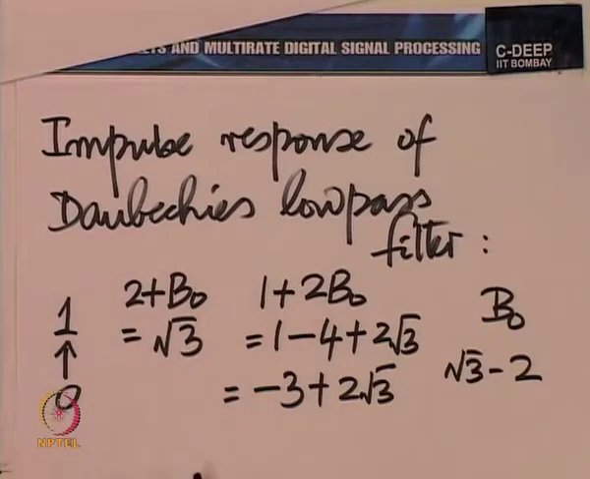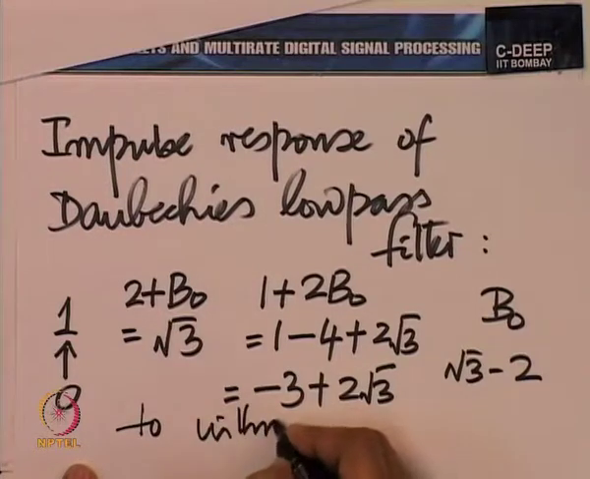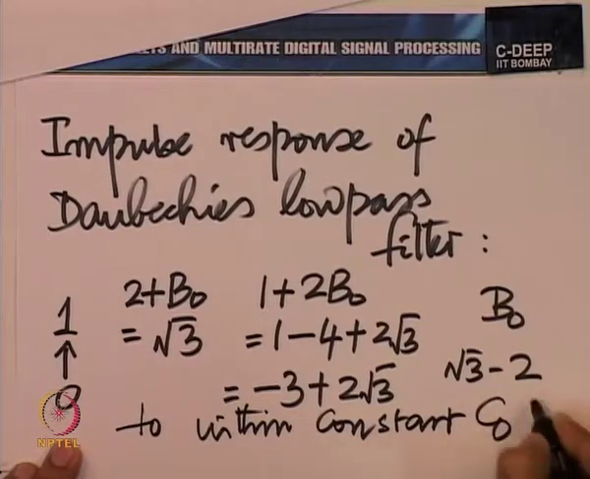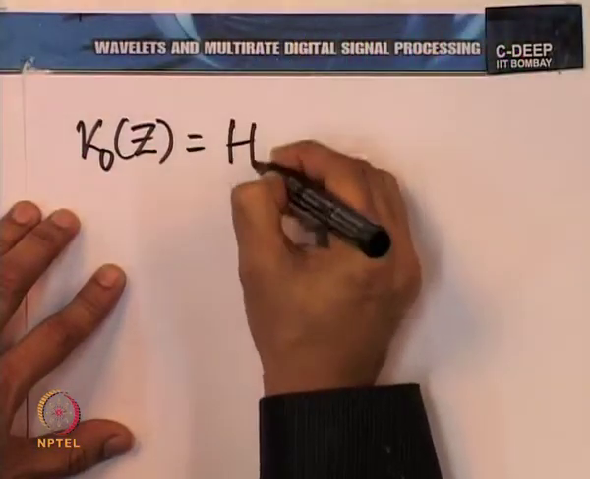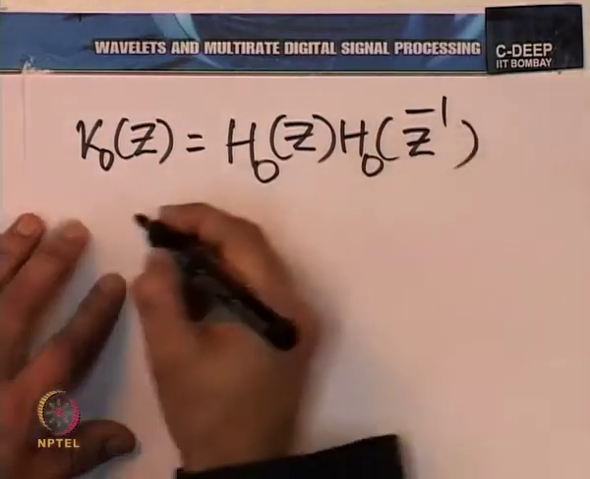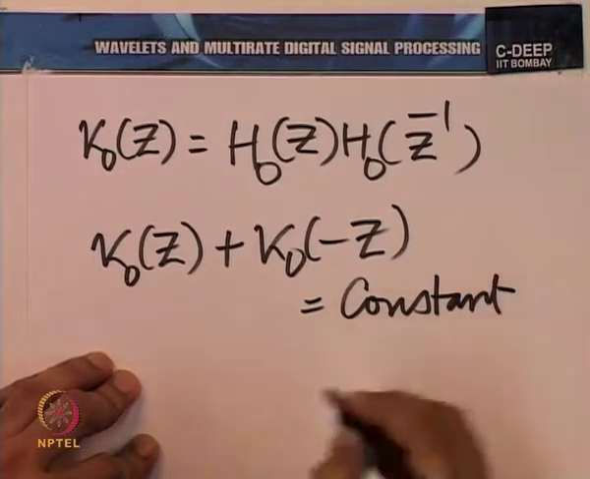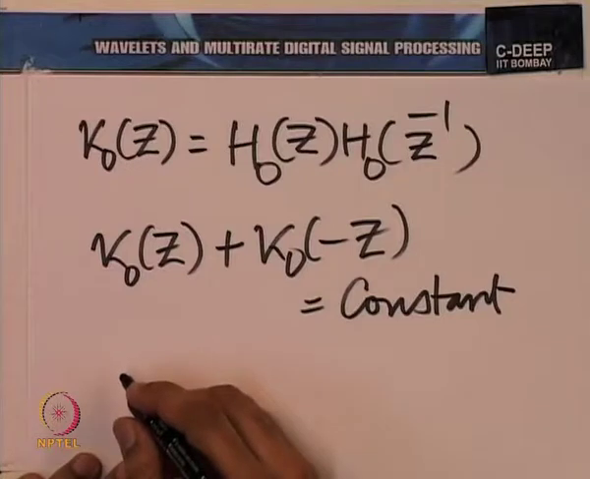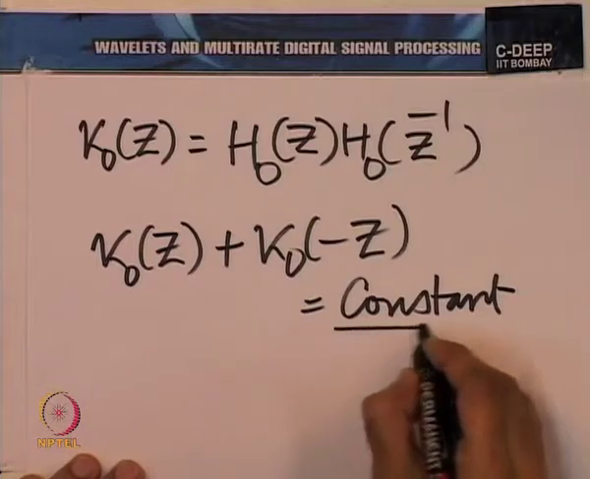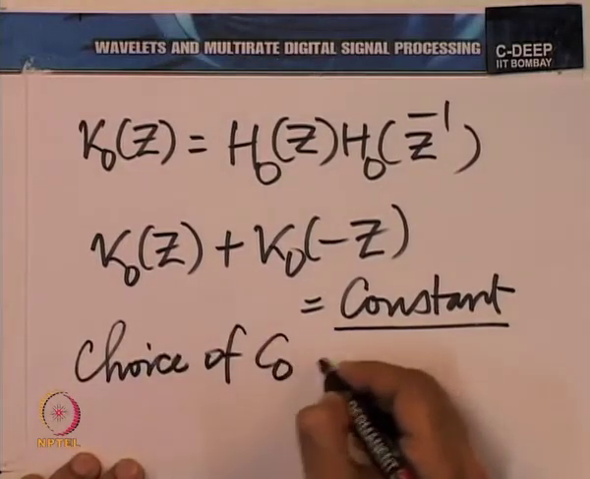So, this is H 0 of course. Well, please remember this is to within a constant. So, there is still that constant C 0 that needs to be determined. How do we determine the constant C 0? Well, we go back to the original equation of kappa 0 z that we had. So, we wanted kappa 0 z defined by H 0 z times H 0 z inverse to obey the following. Kappa 0 z plus kappa 0 minus z is a constant. And in fact, what it really means is we now need to choose this constant. Choice of C 0 means choosing this constant.